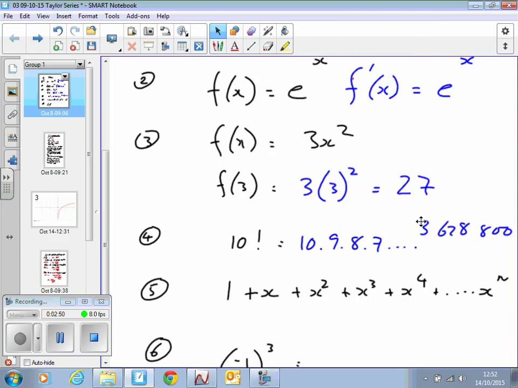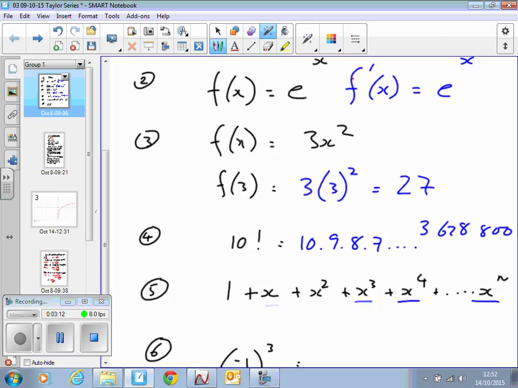Number 5 is an interesting one. If you substitute in a value for x, then you can see whether or not the series diverges or converges. If you put a value of x greater than 1 in, then x squared is going to be bigger than x cubed is going to be bigger than x squared, and so on. So the series diverges, gets bigger and bigger and bigger.